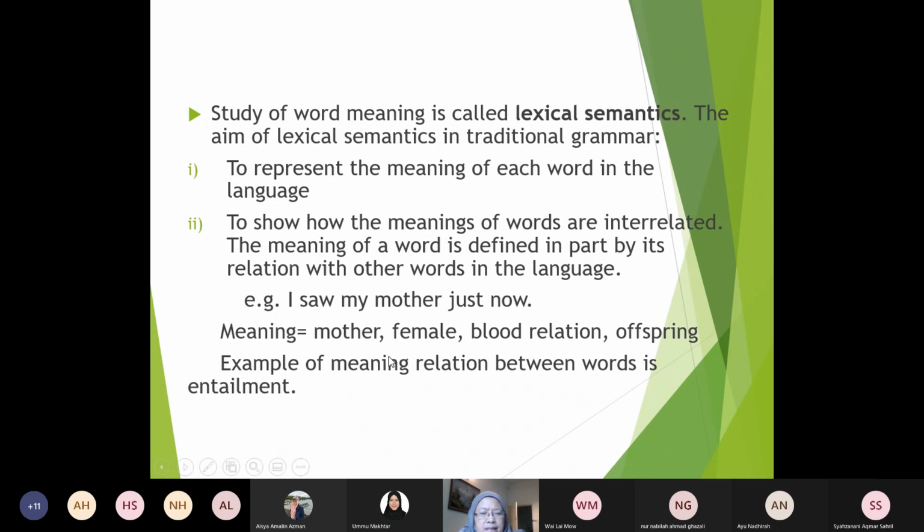Another way of looking at it is saying that the meaning relation between words is entailment. In a way, we say I saw my mother just now. It entails that my mother is female. We have blood relation, and I'm her offspring. So in a sense, it has that entailment meaning.